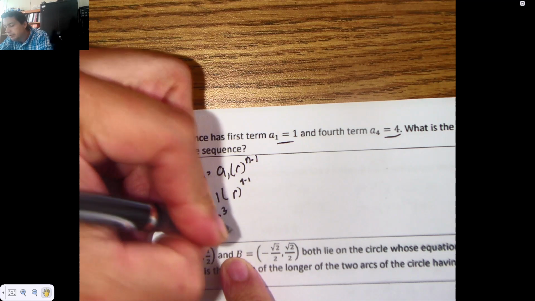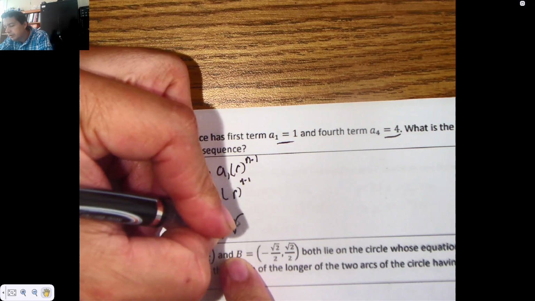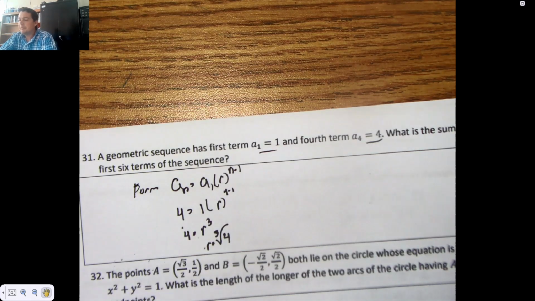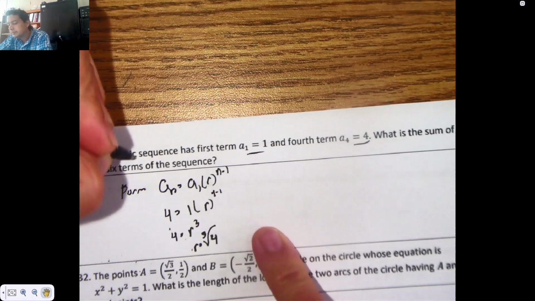Your ratio is therefore the cubic root of 4, which is an ugly number. It's a decimal, but that's the ratio. It's the cubic root of 4. What is the sum of the first 6 terms of the sequence? All right, so this is geometric.